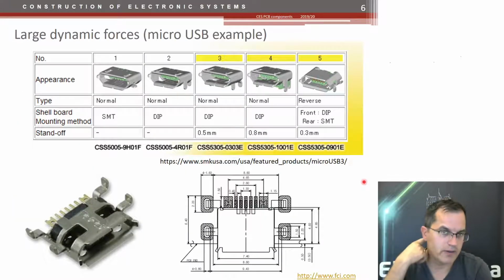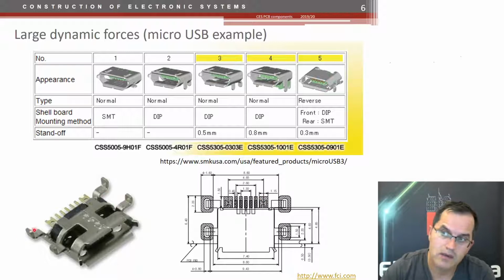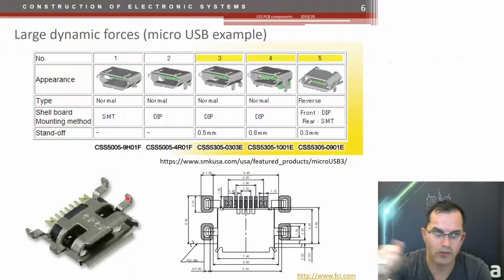This is an example of a USB connector, which is an SMT with some extra pins for mechanical strength. So still part of it is through-hole, because otherwise you can just peel it off when you pull the USB cable.